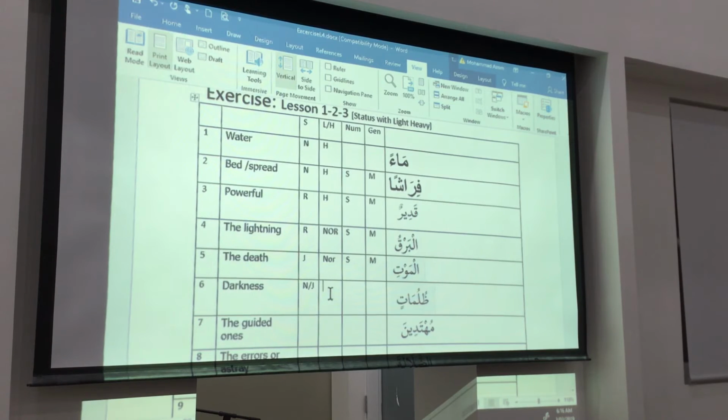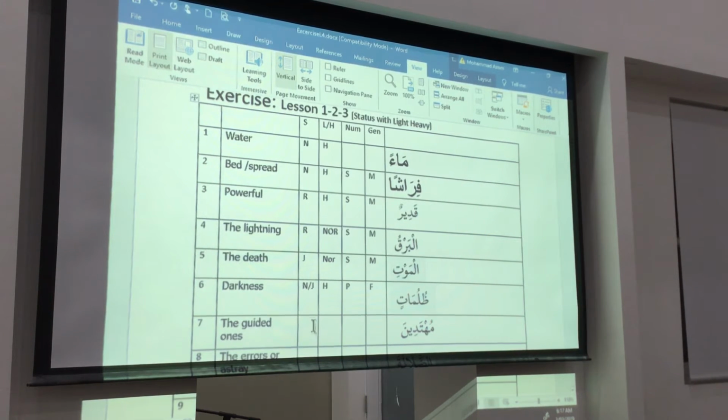And what is the status? Is it light or heavy? It's heavy because of the tin. And the number, is it singular, dual or plural? Plural. And the gender is? It's feminine. It's the feminine chart, atin, right? So it's feminine.